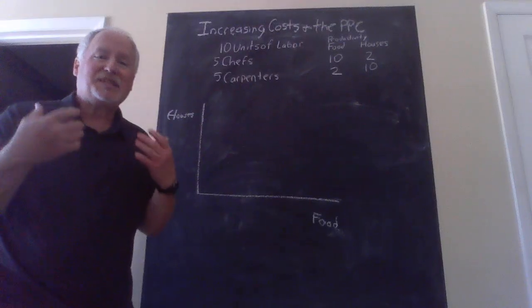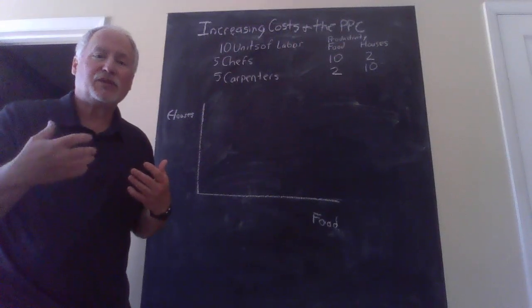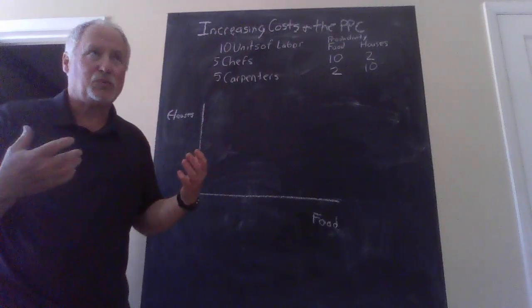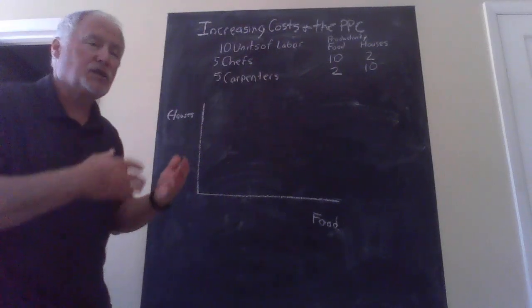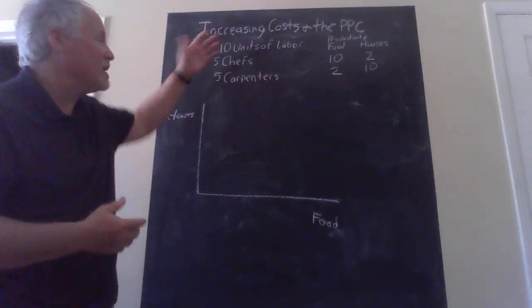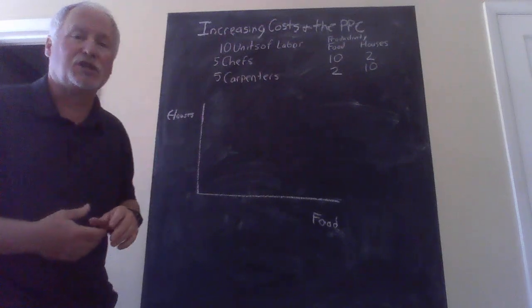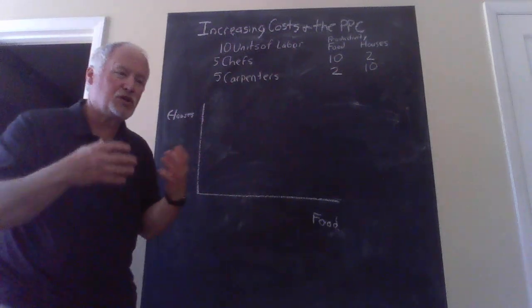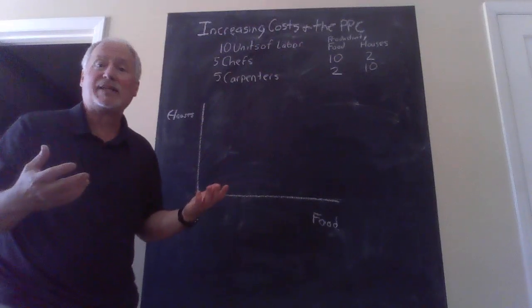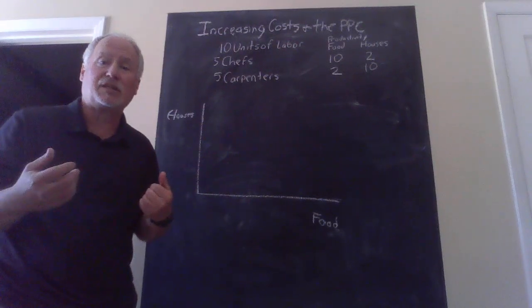So we want to give an example so you can intuitively understand why we're going to draw the PPC differently in chapter 4. It's going to be bowed, and the reason is that we're going to assume increasing costs. I had a video where I showed constructing the PPC assuming we had 10 units of labor and then taking the productivities of that.